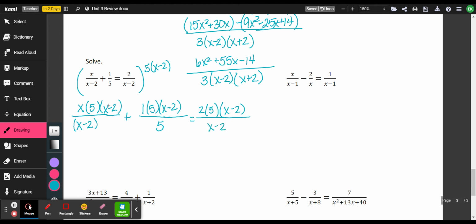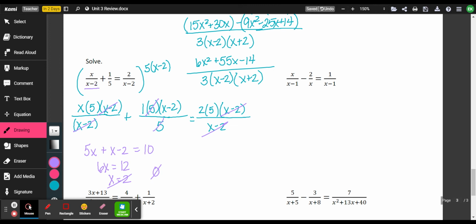So my x minus 2's cancel, and I'm left with 5 times x, which is 5x. Here my 5's cancel, and I'm left with 1 times x minus 2, which is just x minus 2. And here my x minus 2's cancel, and I'm left with 2 times 5, which is 10. Okay, now I'm just going to go through and I'm going to combine like terms and solve, and I get x equals 2. But remember, you need to check that back up here, because when I plug 2 in, I'm going to get 2 minus 2, which is 0, which means this is an extraneous solution. So there is no valid, usable solution for this problem.